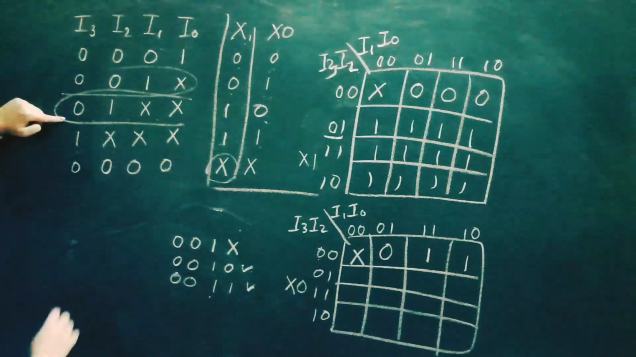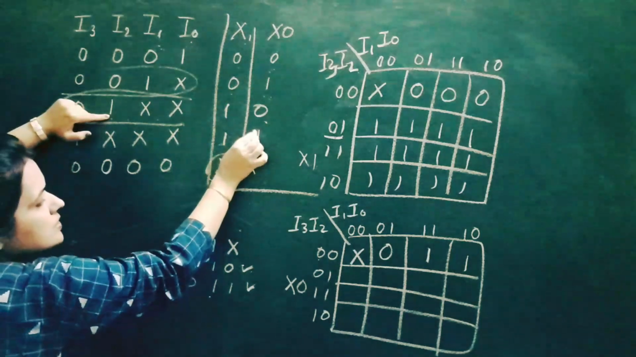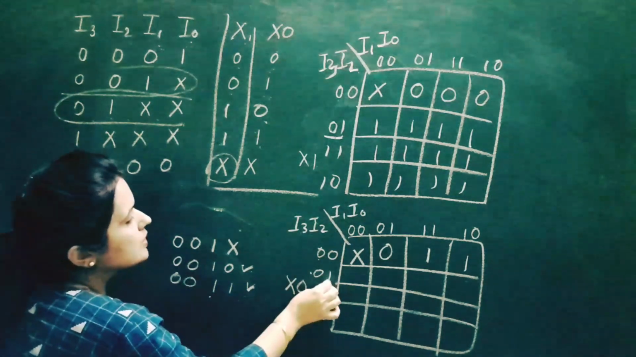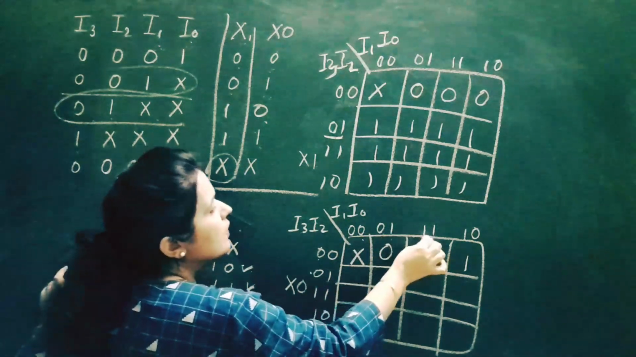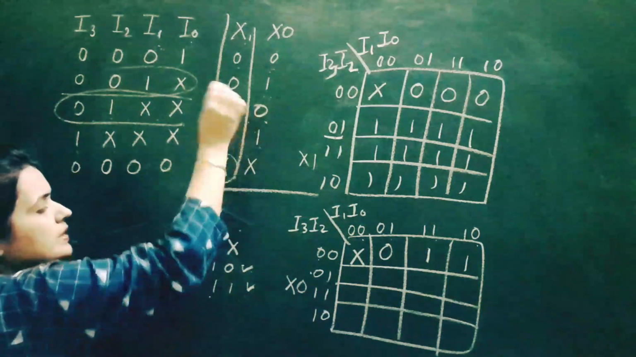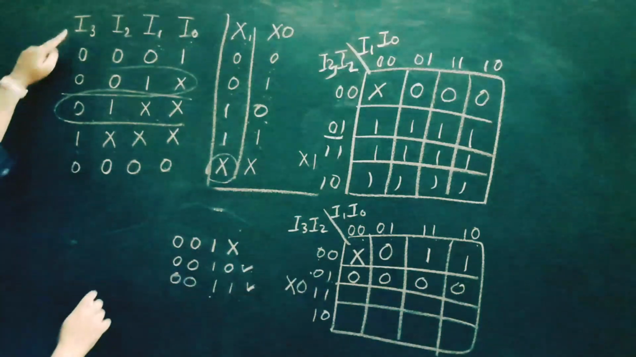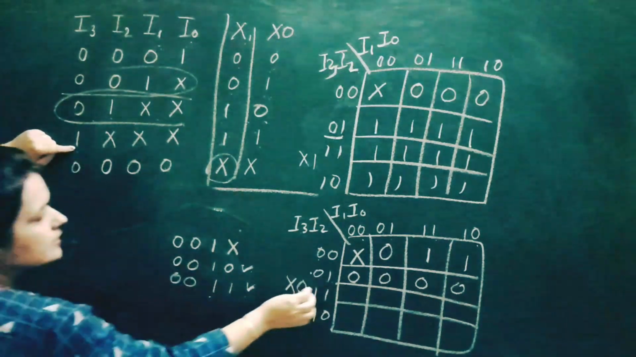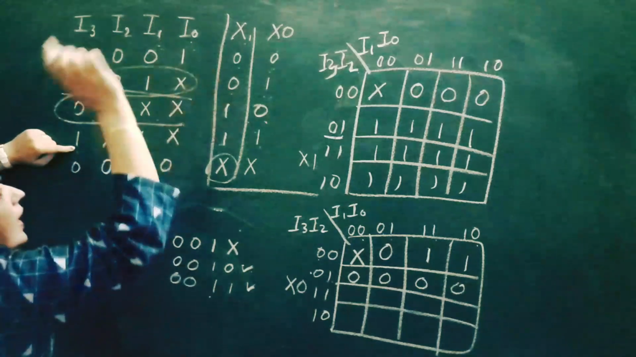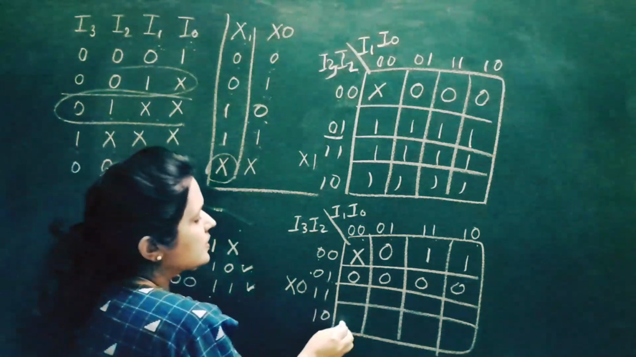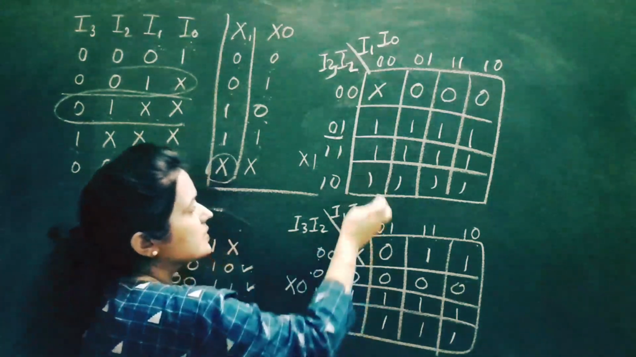When I3 is 0, I2 is 1 and whatever may be the value of I1 and I0, whether it is 0 0, 0 1, 1 1 or 1 0, X0 will be 0. So this whole row will be marked as 0. When I3 is 1, in these two rows, and whatever may be the value of I2, I1 and I0, X0 will be 1. So both of these rows will be marked with 1. So this is the desired K map. These are the K maps.